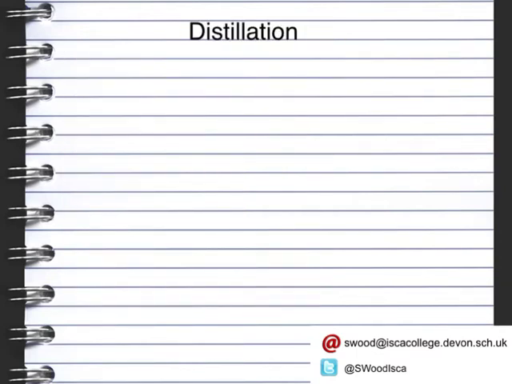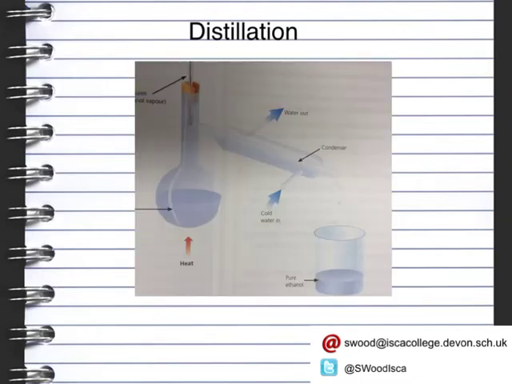Now once you've carried out fermentation, you need to be able to extract the ethanol. This is done by a process called distillation. The distillation apparatus is set up here. Within here you have the water and ethanol solution that you've made by fermentation.